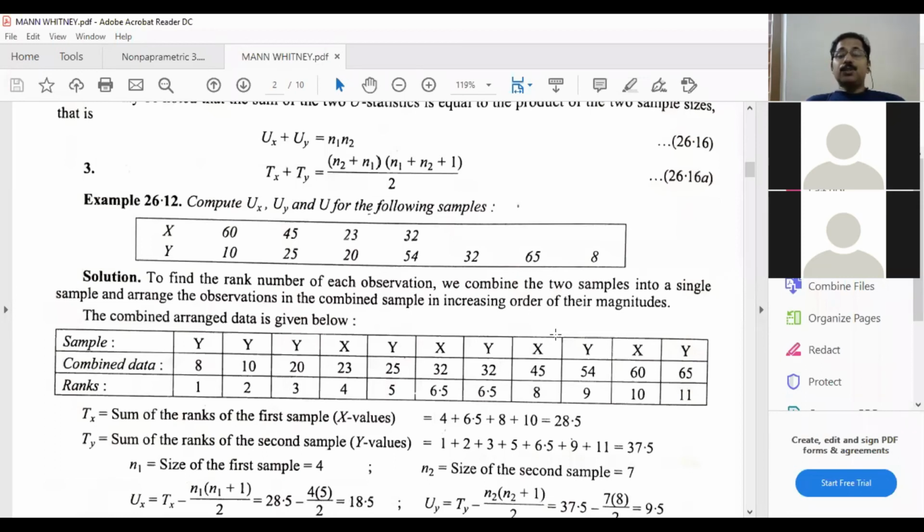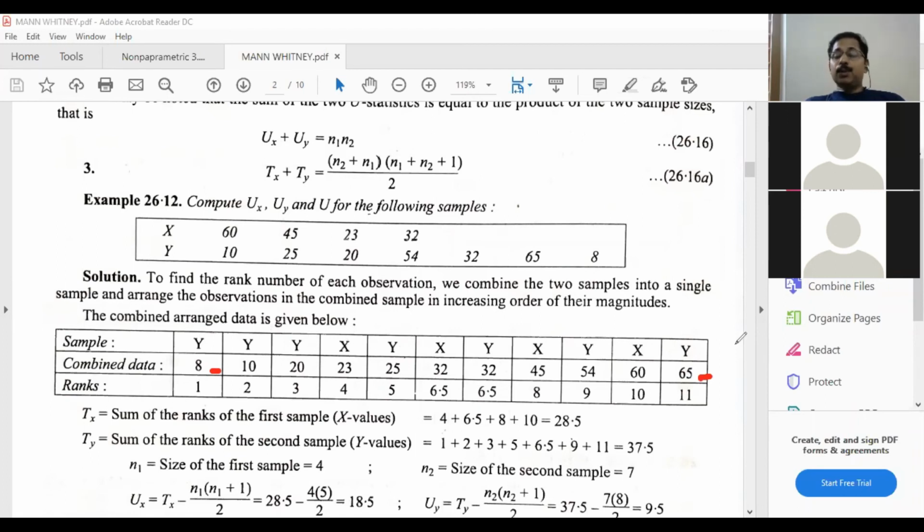First you have to pool these observations. You combine them and arrange the observations from the smallest to the largest. In the table you can see the combined data: the least value is 8, and the maximum value is 65. This 8 is coming from Y. The next value, 10, is coming from Y, and 23 is from X.